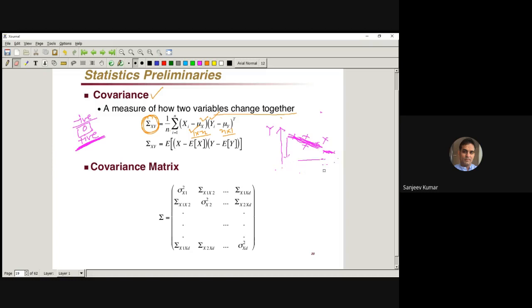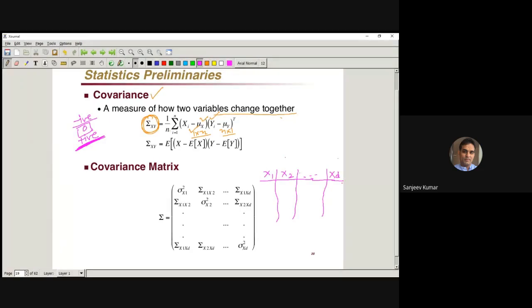Now if you have multiple column data, multiple dimension data, multiple variables or multiple dimensions, whatever you want to say, there are many terms for that. So let us say x1, x2 up to xd.